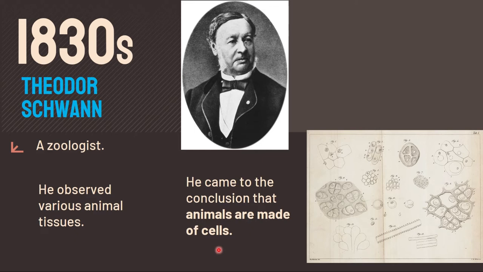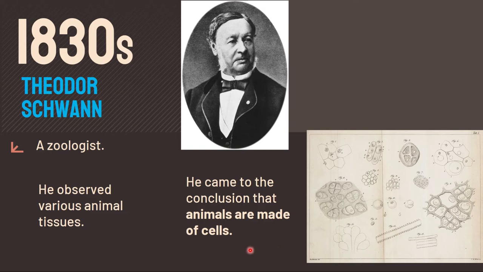But also around the same time, but located in another place, we have Theodor Schwann. He is a zoologist. So he specializes in the field of zoology, which is a field of biology that deals with animals. So, like Schleiden, Schwann observed various animal tissues. And Schwann also came to the same conclusion that these animal tissues are similar or alike in structures. So, these are his sketches or drawings from his observations. Okay, so Theodor Schwann concluded that animals are made up of cells.